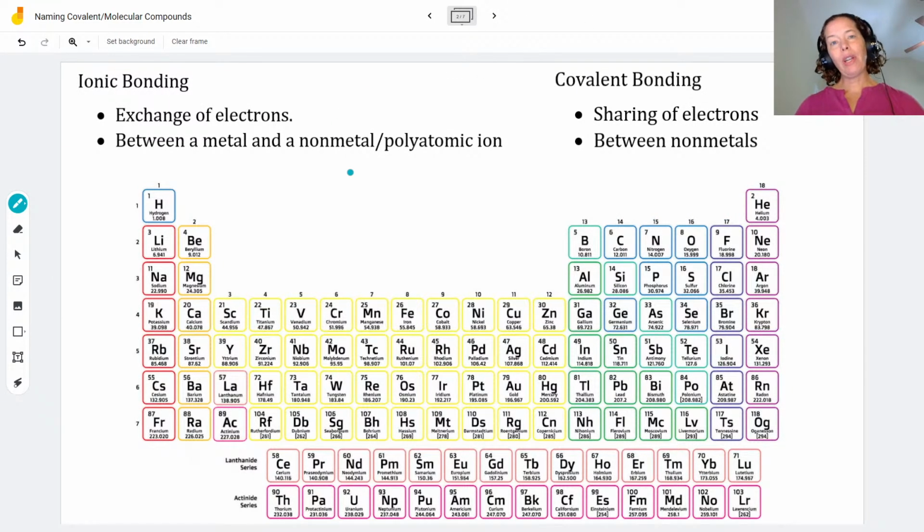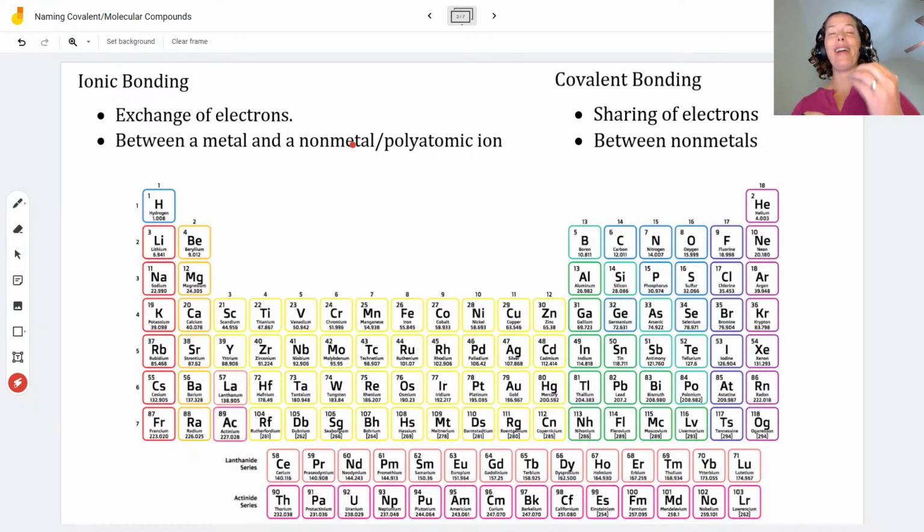So the first thing I want to talk about is how to identify if a compound is ionic or covalent. Again, so you know which set of rules to use for naming them. The important thing to remember is ionic bonding is different from covalent bonding. When you have an ionic bond, you've got an exchange of electrons. You've got the cation, which is going to donate electrons, and the anion, which is going to accept electrons. When you form an ionic bond, you're forming a bond between a metal and a nonmetal, or oftentimes you'll have a metal and a polyatomic ion.